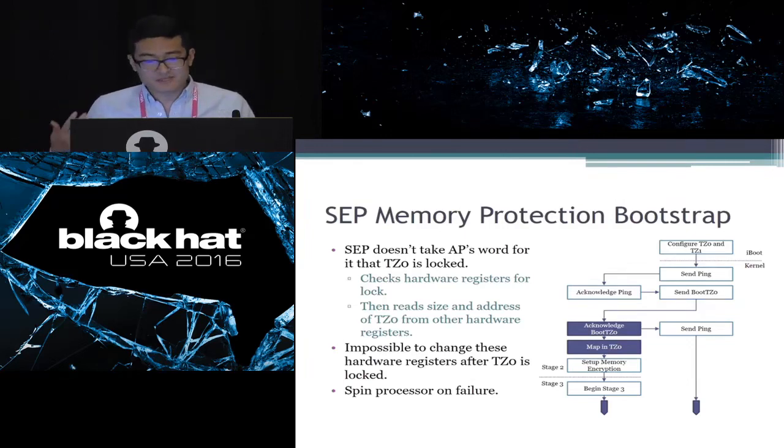So SEP doesn't take the AP's word for it that TZ0 is locked. Once TZ0 is locked, it's impossible to change the size and location of it. So first the SEP checks if TZ0 is locked from the hardware registers that it shares with the AP, and then it reads the size and address of TZ0 before continuing.